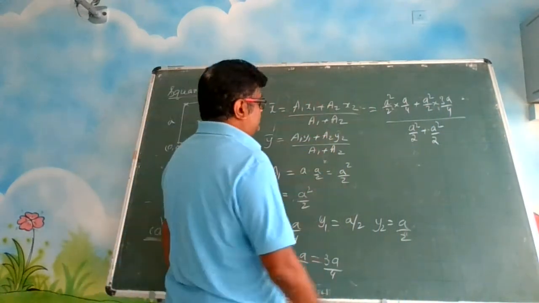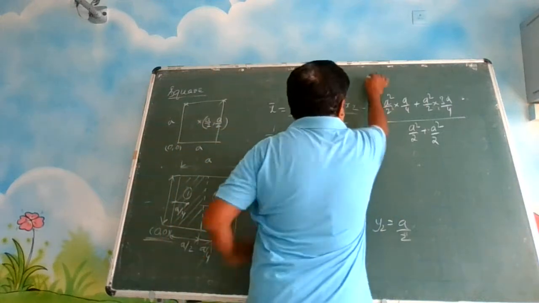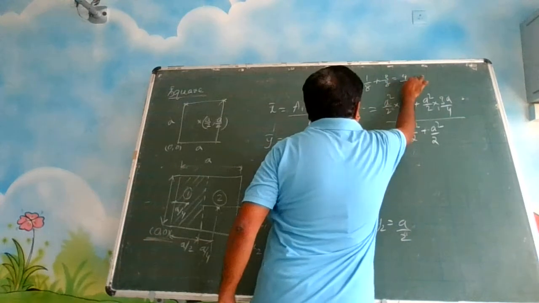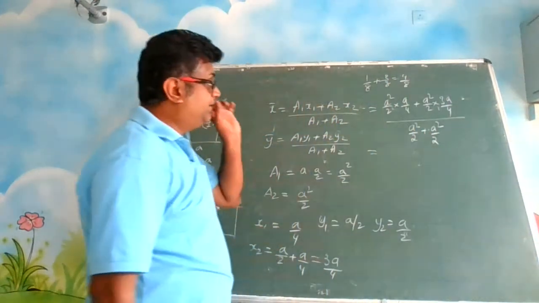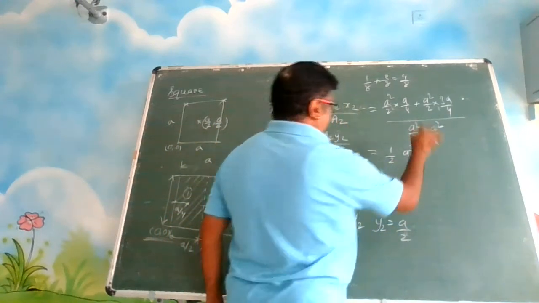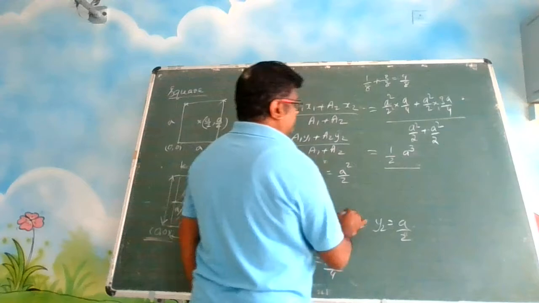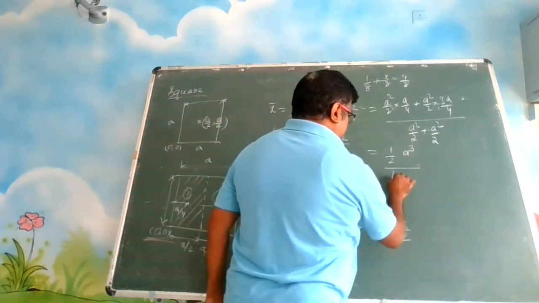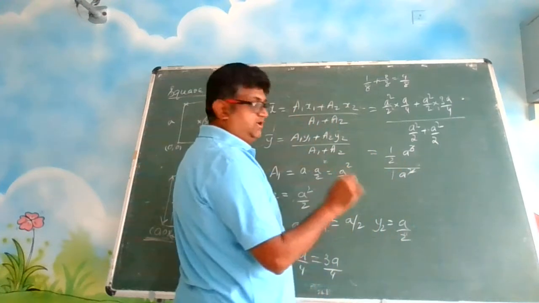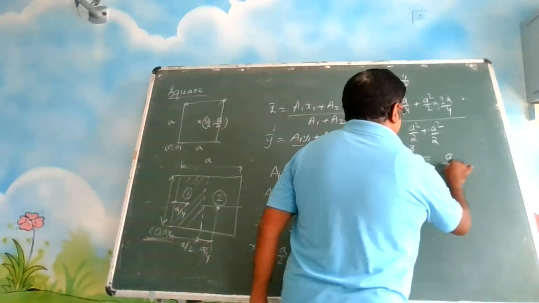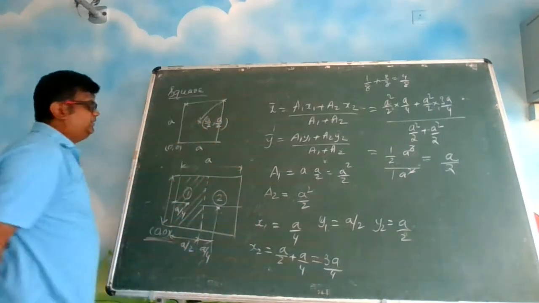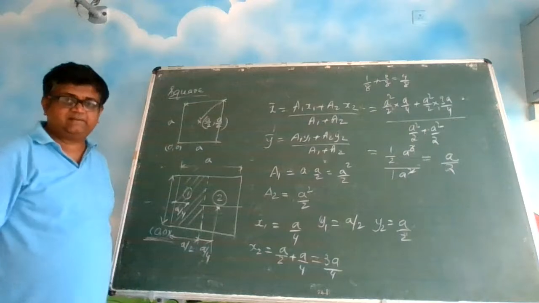So numerator how much are we getting? This is 1 divided by 8 and this is 3 by 8. So we are getting 4 by 8. Right? Numerator we are getting 4 by 8 means 1 by 2. 1 by 2 a cube divided by 1 by 2 plus 1 by 2 which is 1 a square. Square एक a बच गया. So x coordinate is a by 2. X coordinate is a by 2. Right?